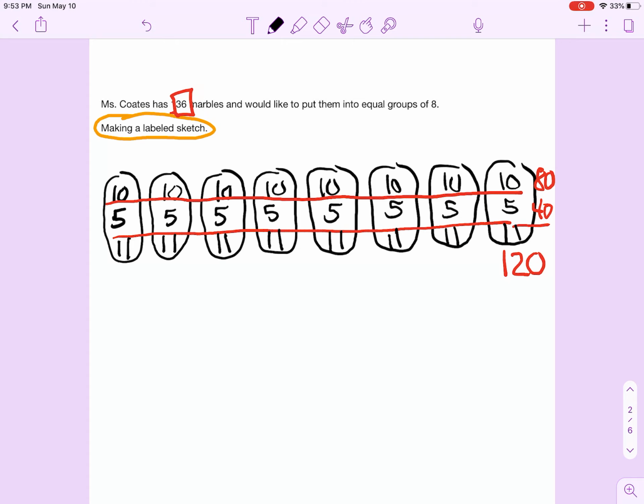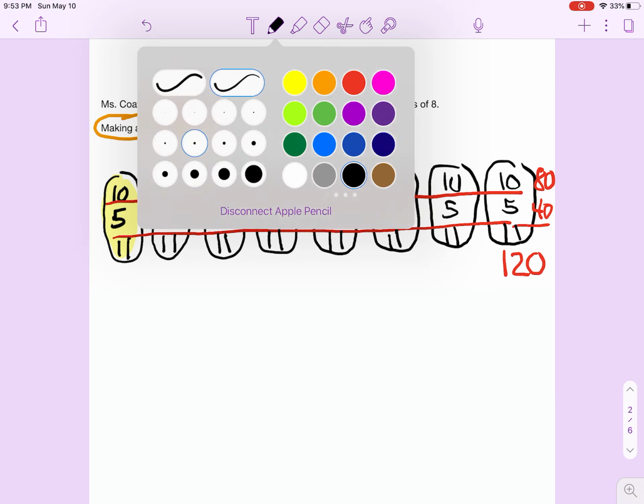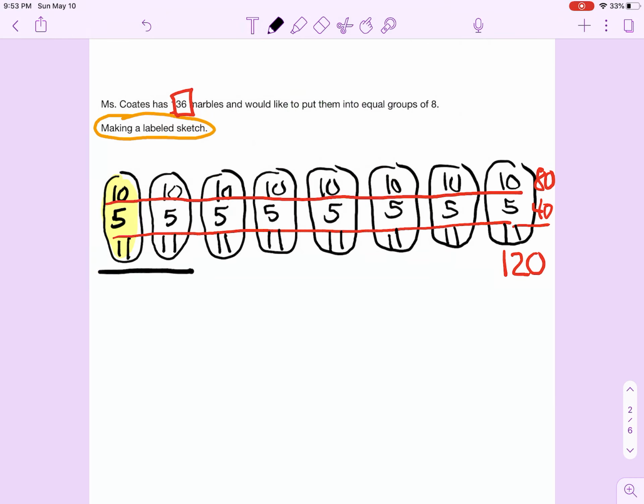And let's look and see how many marbles are in each of those bags. So I'm just going to take this bag right here. If I add up the marbles that are in just this bag, I'm going to start with this one first. I should be able to see that I have 10, 15, 16, 17 marbles.